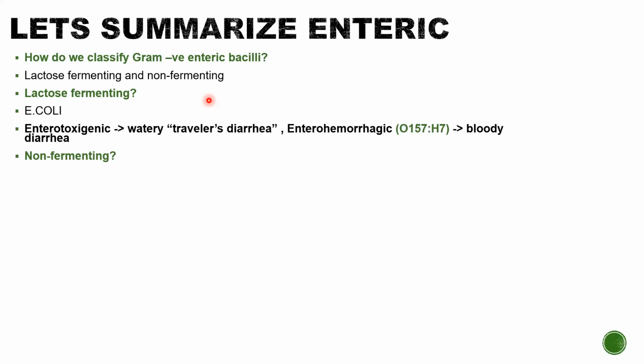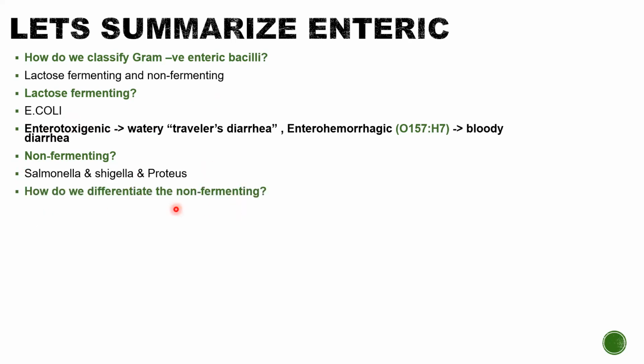Now, which ones are non-fermenting? We have three non-fermenting: Shigella, Proteus, Salmonella. Exactly. So Shigella and Salmonella are the GI related and the Proteus is not. Okay. So these three are non-fermenting.